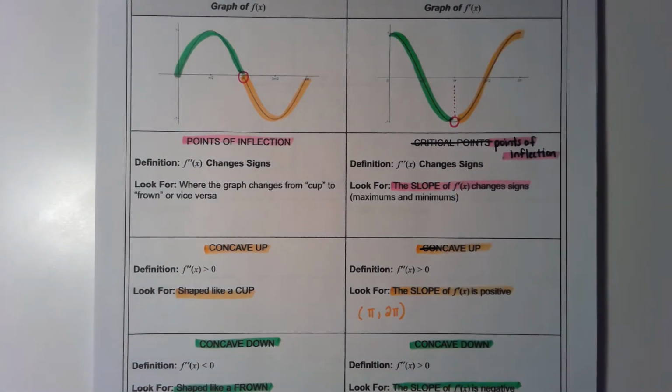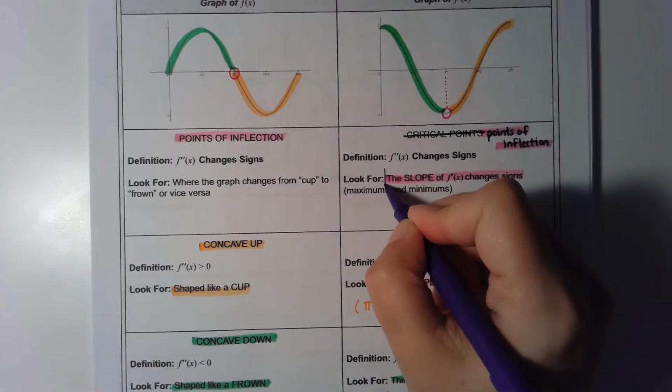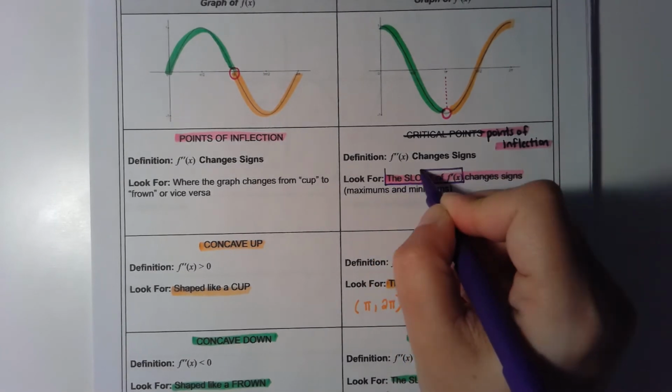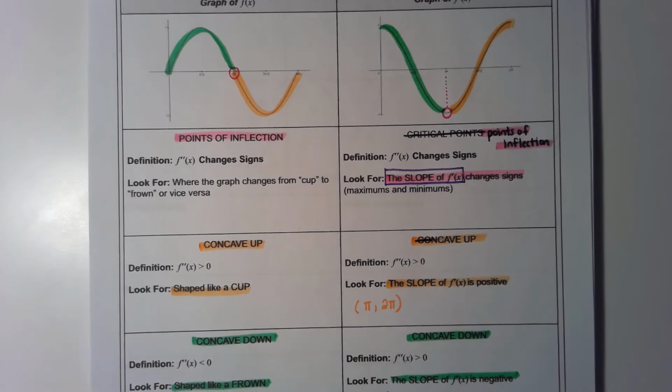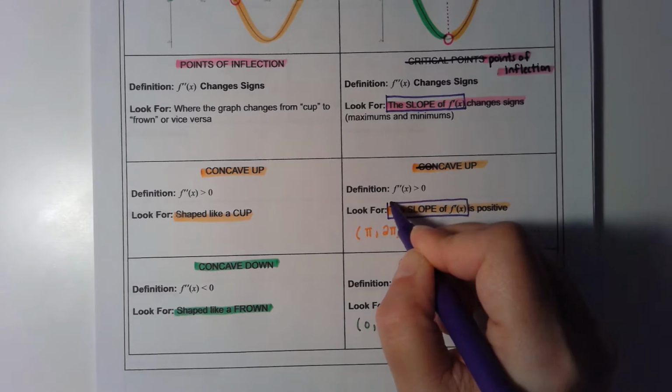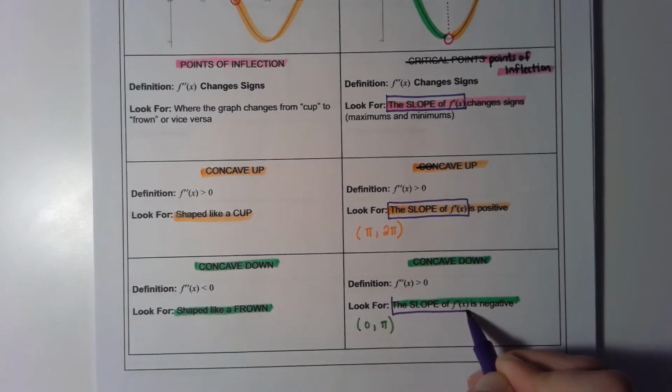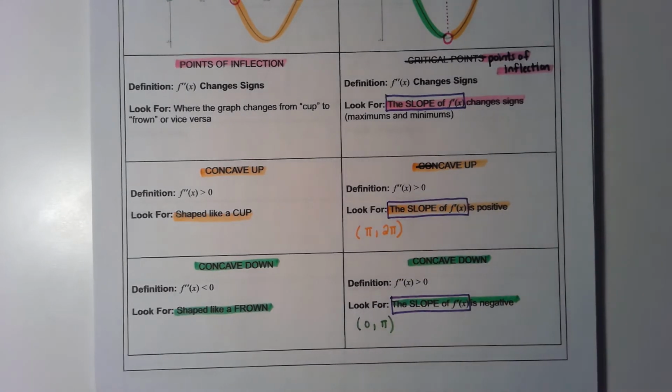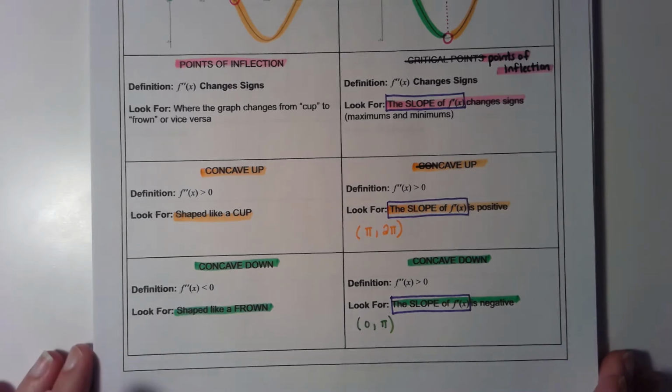It's just we're looking for different things because we're going to have the graph of the derivative instead of the graph of the original. You should also notice that in every single one of these, we're talking about the slope of f prime. For points of inflection, it's when it changes signs. For concave up, it's when the slope of f prime is positive. And for concave down, it's when the slope of f prime is negative. So we're always looking at the slope of f prime, which makes sense because the second derivative would be the slope of the first derivative.